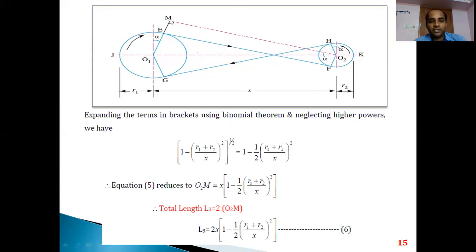So already we have seen that from E to F, the same angles are substituted for both the pulleys, which means whatever value we get for O to M, if we double it, we get the value for GH also, which means I can write the total length L3 is nothing but already we have O2M here.